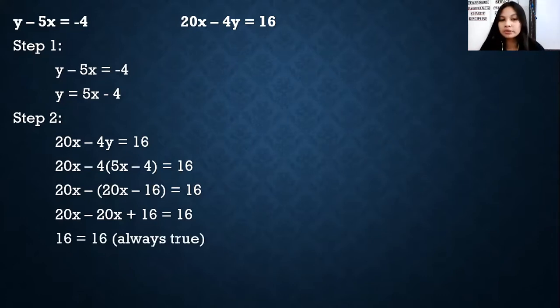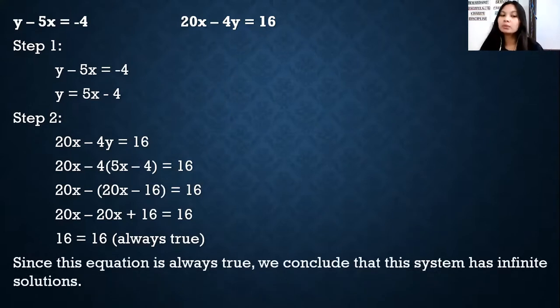So, 16 is equals to 16, which means it is always true. So, kung kanina hindi sila equal, not true, false sila, parallel line sila, dito naman always true. So, it means that the equation is always true. So, we conclude that this system has infinite solution. So, ibig sabihin, maraming possible solutions for this given equation natin.